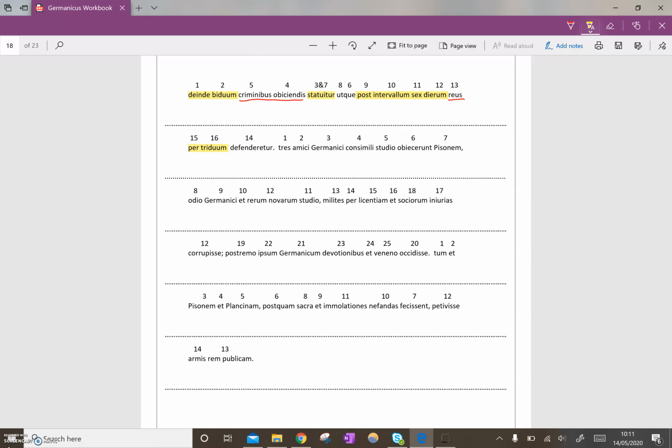Okay, tres amici Germanici, 3 friends of Germanicus, very straightforward. Objecerunt literally means like hurled onto him. So charged, Pisonem, Piso, consimili studio, with similar zeal. So studio is the word that means zeal. It means like energy, passion. They really think that Piso has done all this horrible stuff. So 3 friends of Germanicus charged Piso with similar zeal, Z-E-A-L, comma.